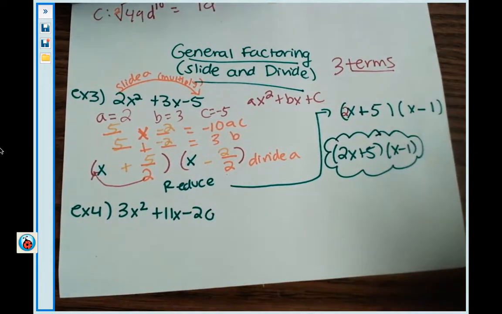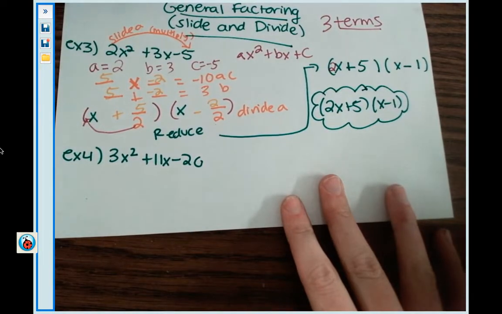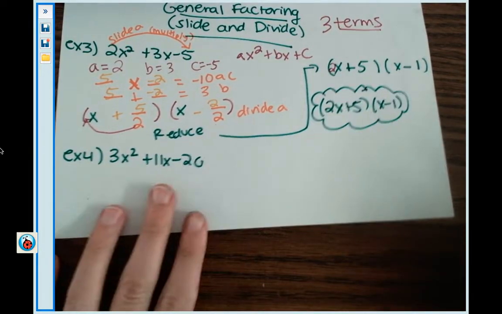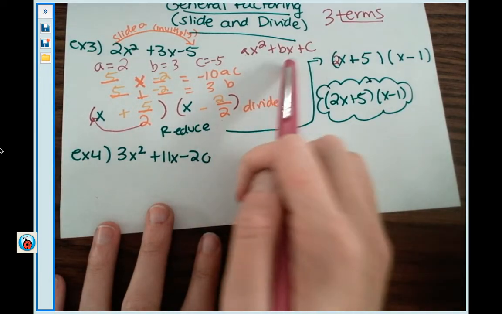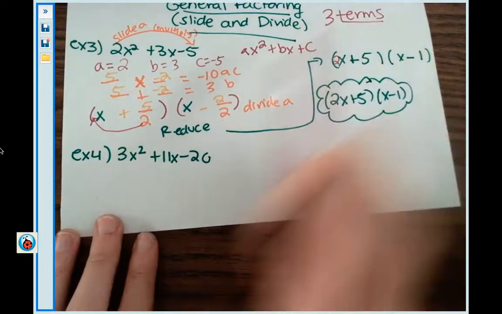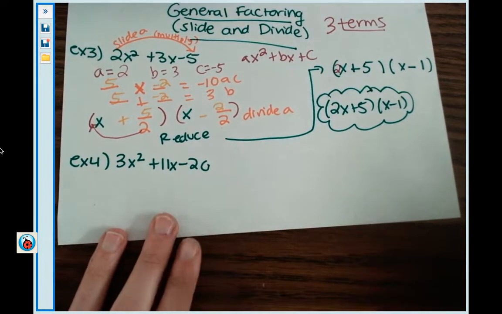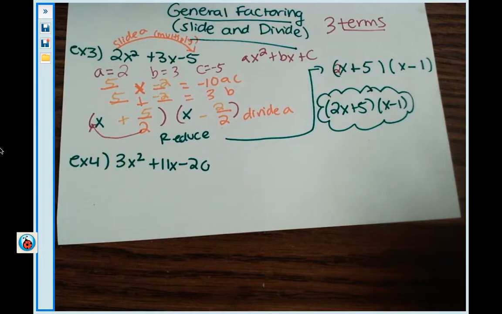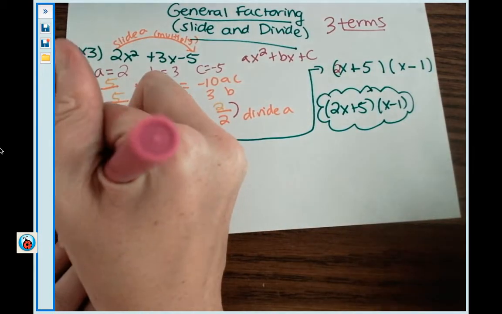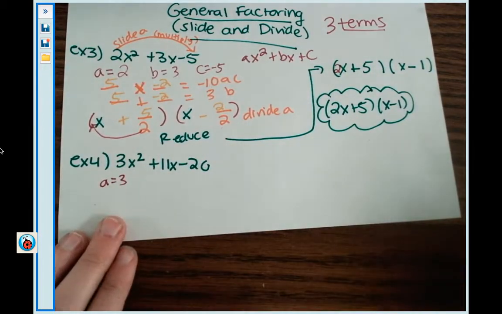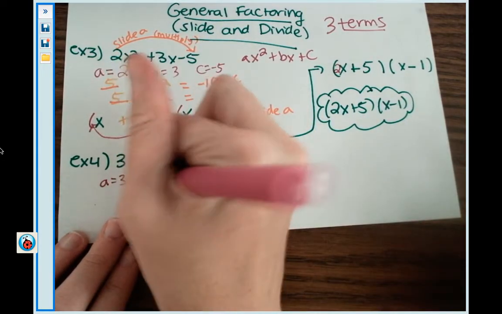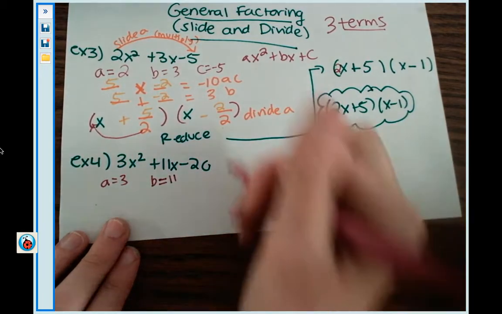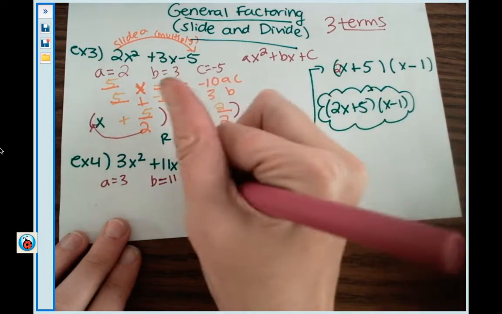Awesome. Okay, so if you think you have a handle on slide and divide, go ahead and try example 4 on your own. If you need a watch, go ahead and do that as well. So let's start by identifying our A, B, and C. And if you see here, I have 3 terms, which means a possible factoring technique is to do slide and divide. Okay, so my A is 3, the number in front of the x squared. My B is the number in front of the x, which is 11. And my C is the number without the x, which is negative 20.